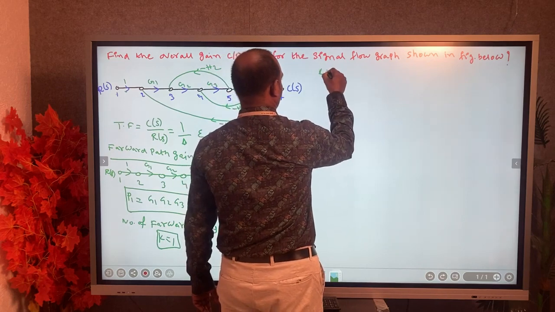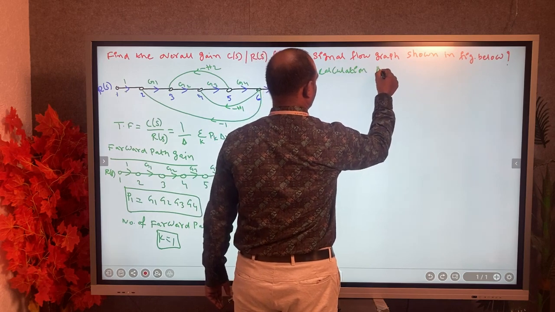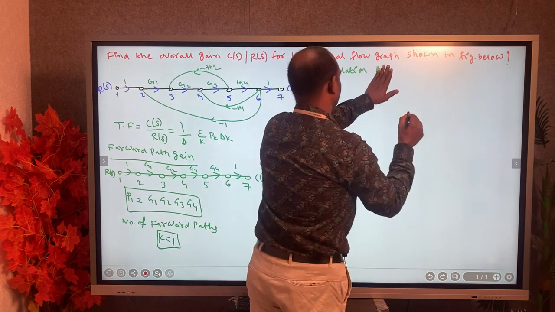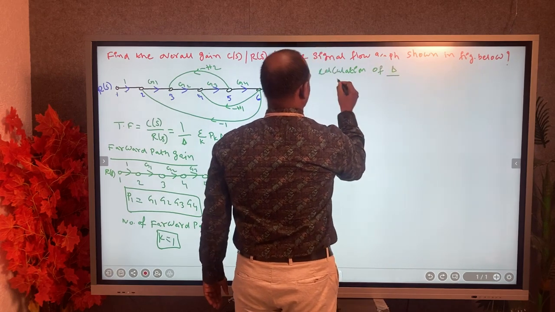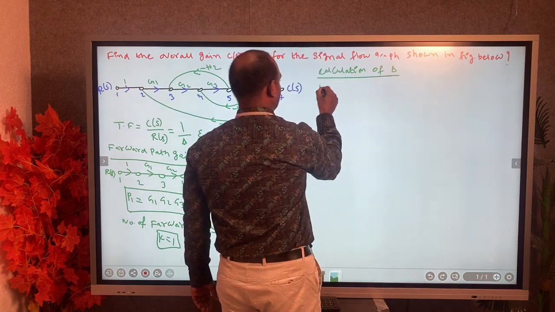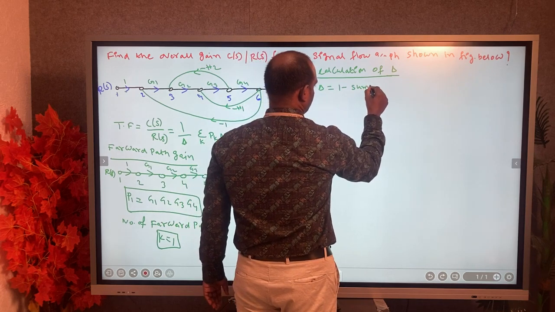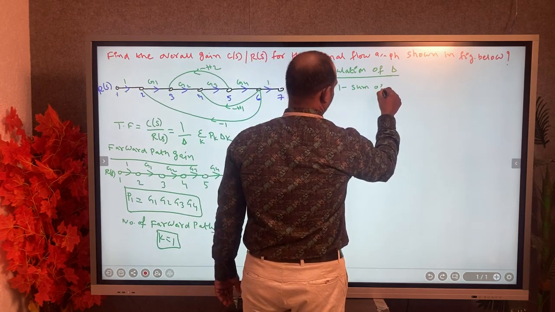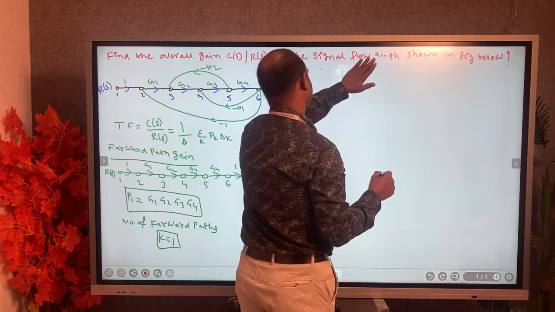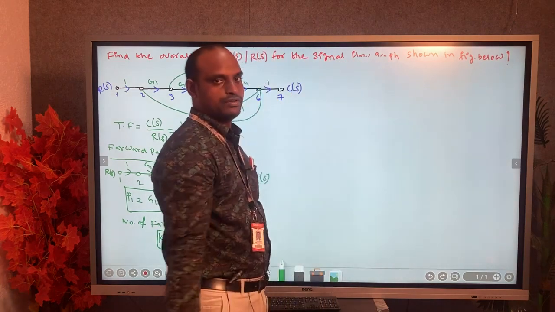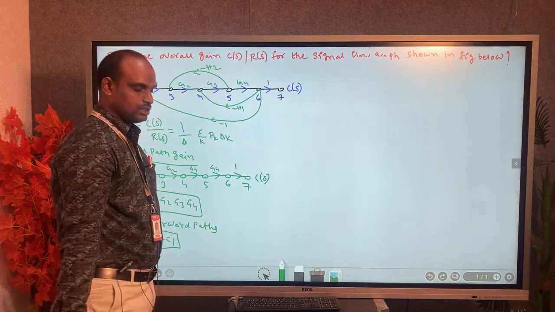Calculation of delta. So what is delta? Delta equals 1 minus the sum of individual loop gains plus the sum of gain products of two non-touching loops.